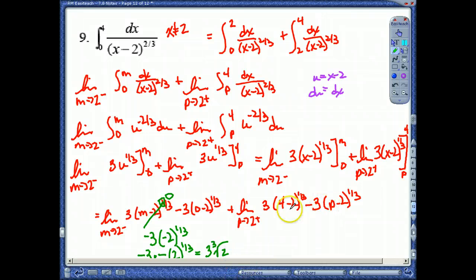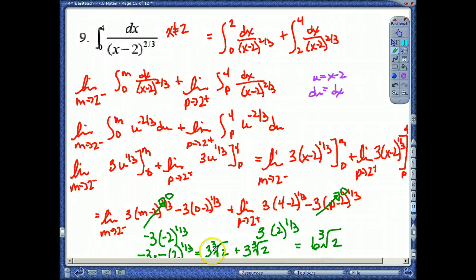Okay. When I go over here to this limit, as you put in 2 here, you're going to get 0. This guy is going to be 3 times 2 to the 1/3 power. You're adding. So this is going to be 3 cubed root of 2. So you have 3 cubed root of 2 plus 3 cubed root of 2. You've got 6 cubed root of 2.